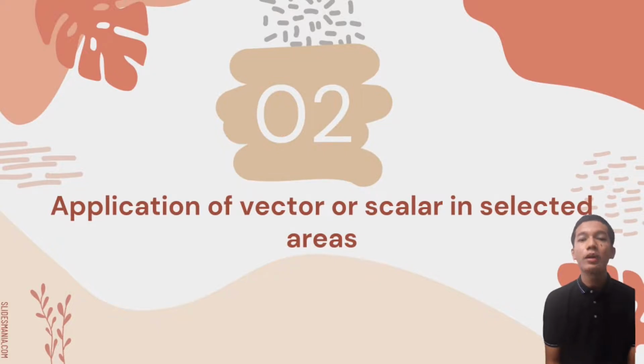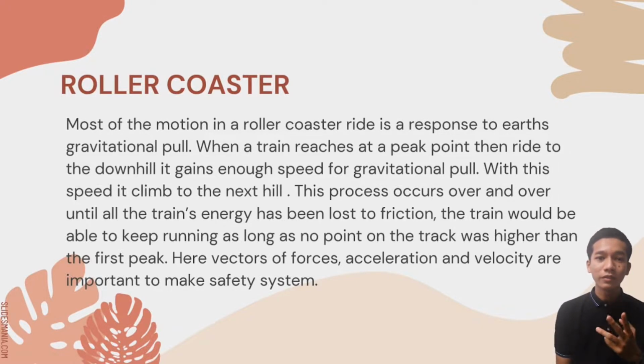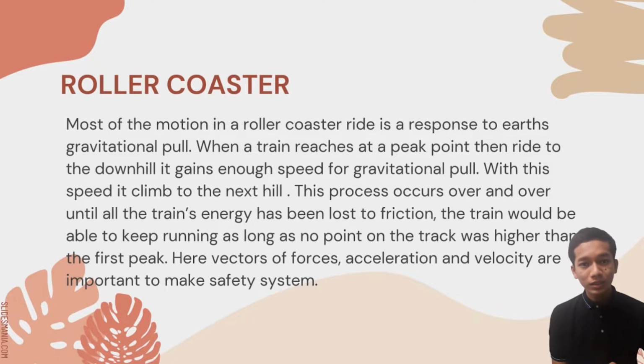Now I want to present about application of vector. Roller coaster. Most of the motion in a roller coaster ride is a response to Earth's gravitational pull. When a train reaches a peak point, then the ride goes downhill, it gains enough speed from the gravitational pull. With this speed, it climbs to the next hill. This process occurs over and over until the train's energy has been lost to friction.